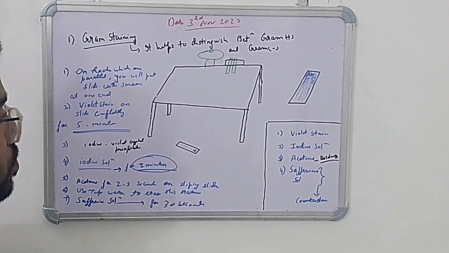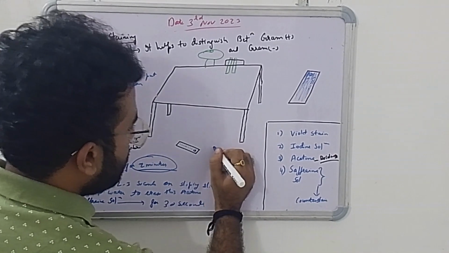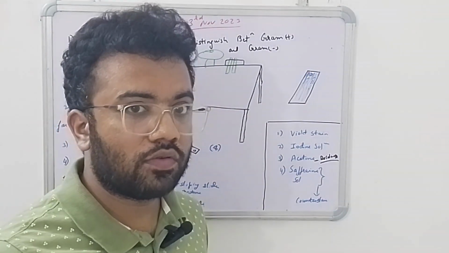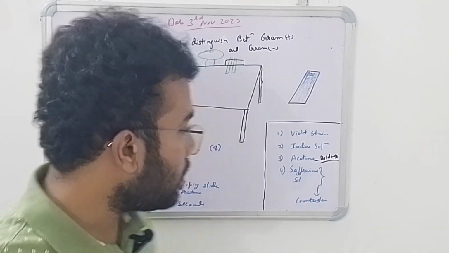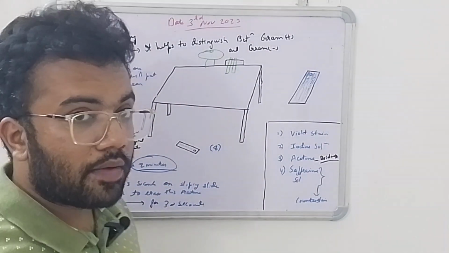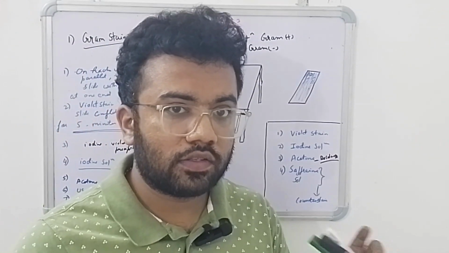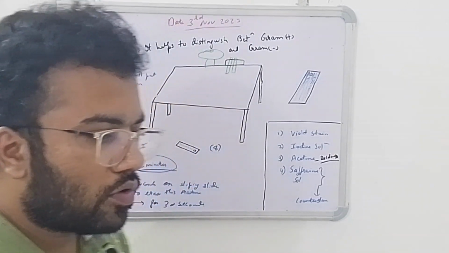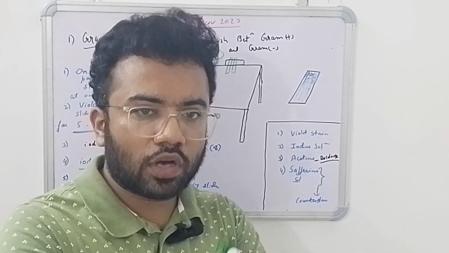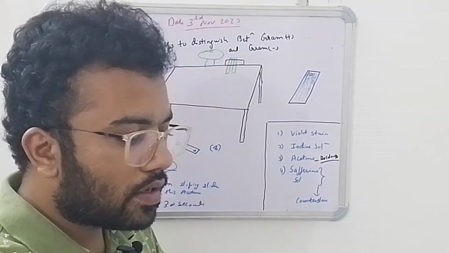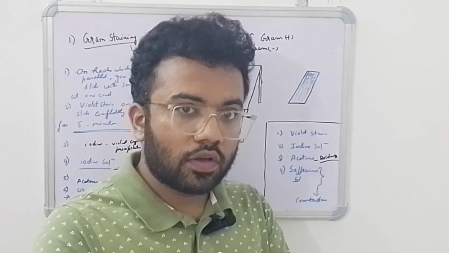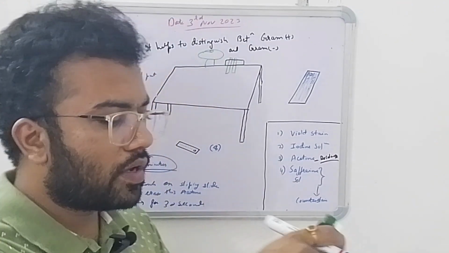After these 30 seconds of safranin solution, you have to wash the safranin solution off with tap water. You can use running tap water, but gently, not too fast and not too slow. You can also use your thumb. When you are using a thumb on the slide, just make sure that you don't touch the smear on the slide, and you can use it like this.